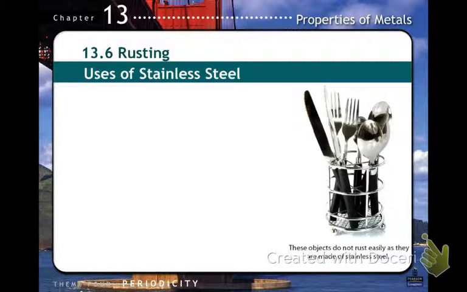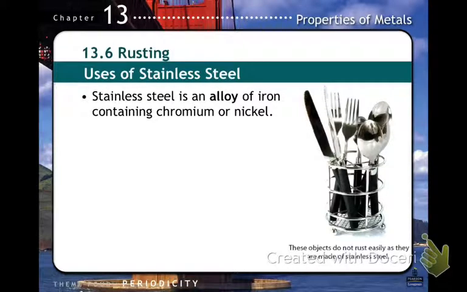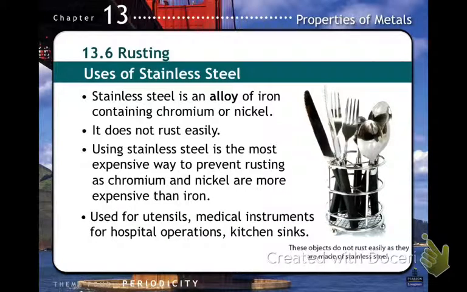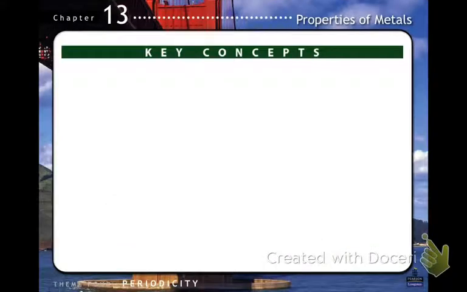Lastly, uses of stainless steel. A lot of our cutlery and instruments are made of stainless steel. Stainless steel is an alloy of iron containing chromium or nickel. It does not rust easily, and using stainless steel is the most expensive way to prevent rusting, as chromium and nickel are more expensive than iron. It is used for utensils, medical instruments, hospital operations and kitchen sinks. So that's about it for rusting.